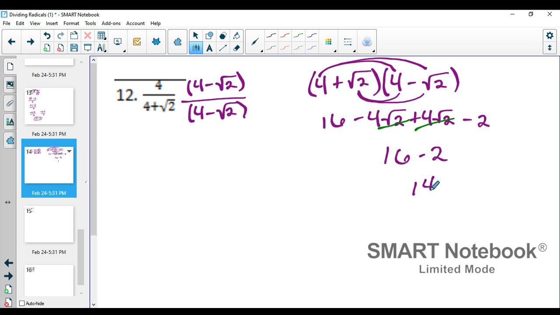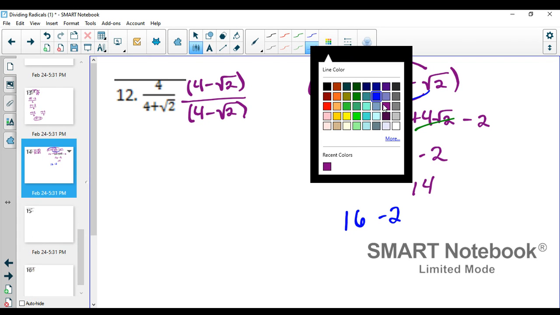which is 14. The shortcut to this is that all we would have had to multiply is the 4 times 4 and get 16, and then square root of 2 times negative square root of 2, which is minus 2. So when you are multiplying conjugates, and this is only when you are multiplying conjugates, you multiply the first two together and the second two together, and that's it.